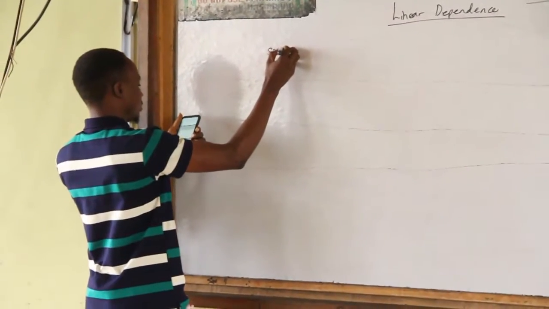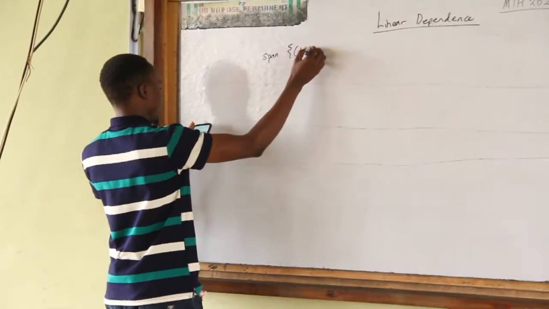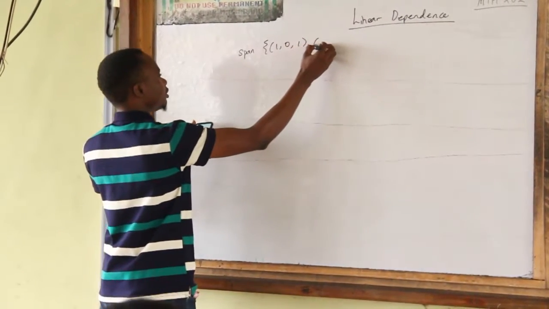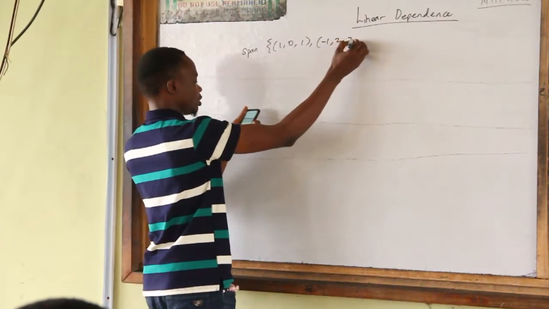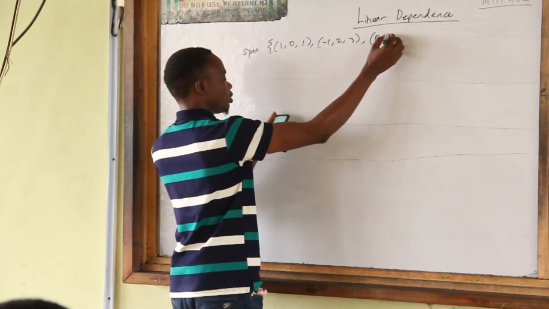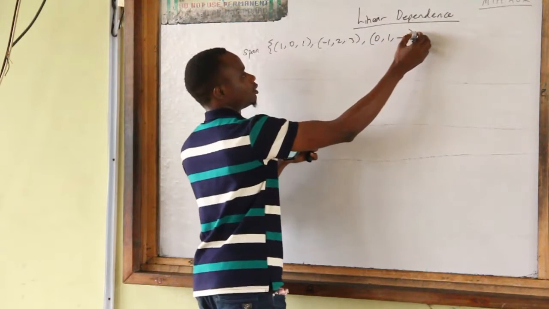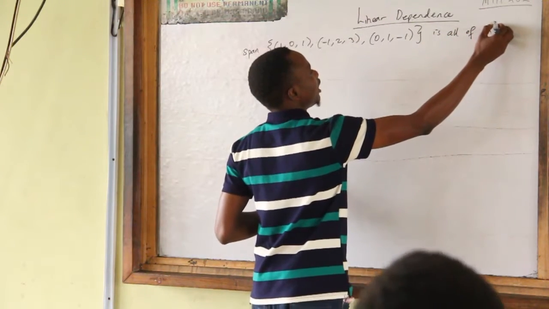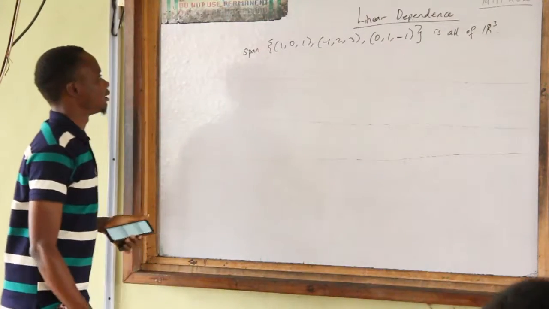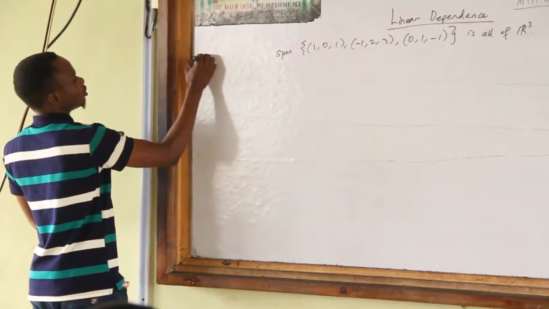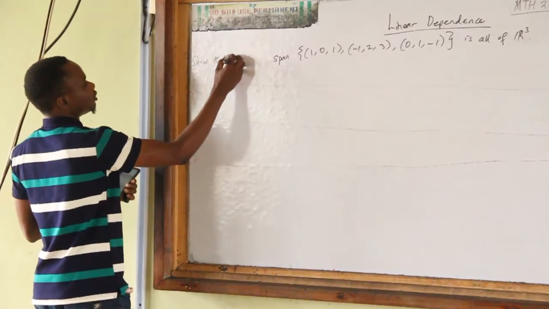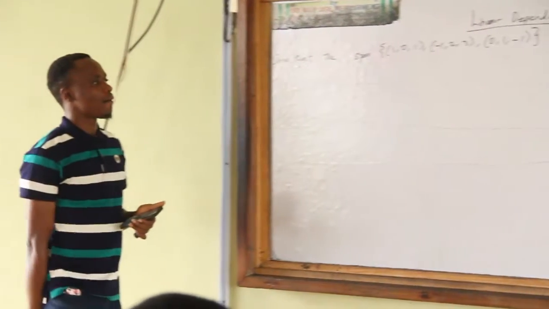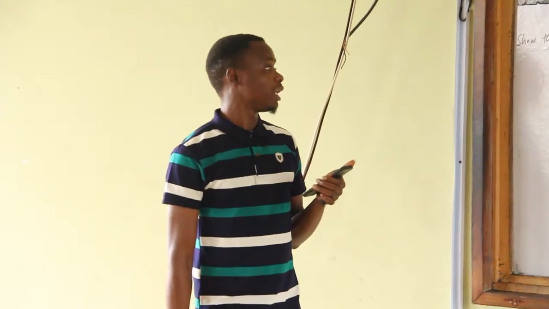the span of (1, 0, 1), (-1, 2, 3), (0, 1, -1) is all of R3.